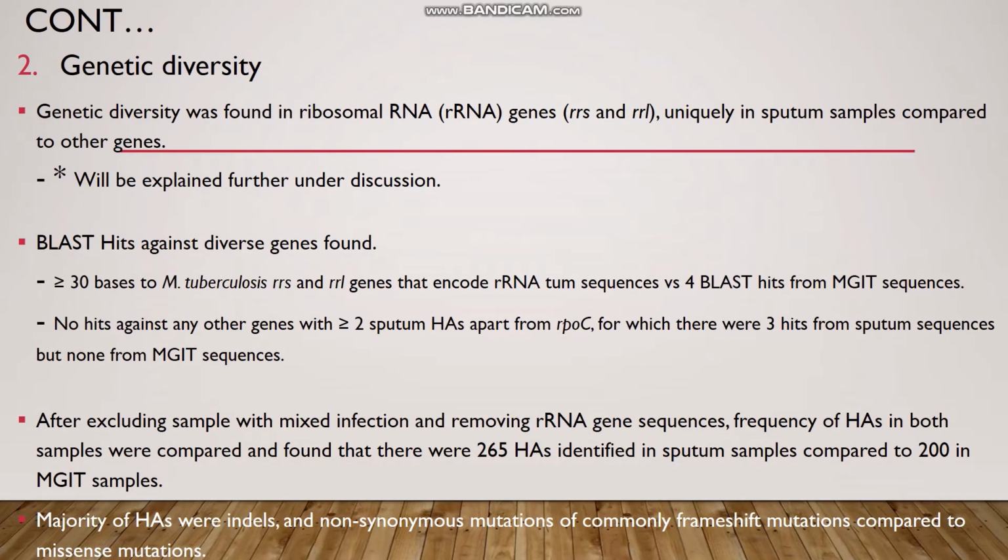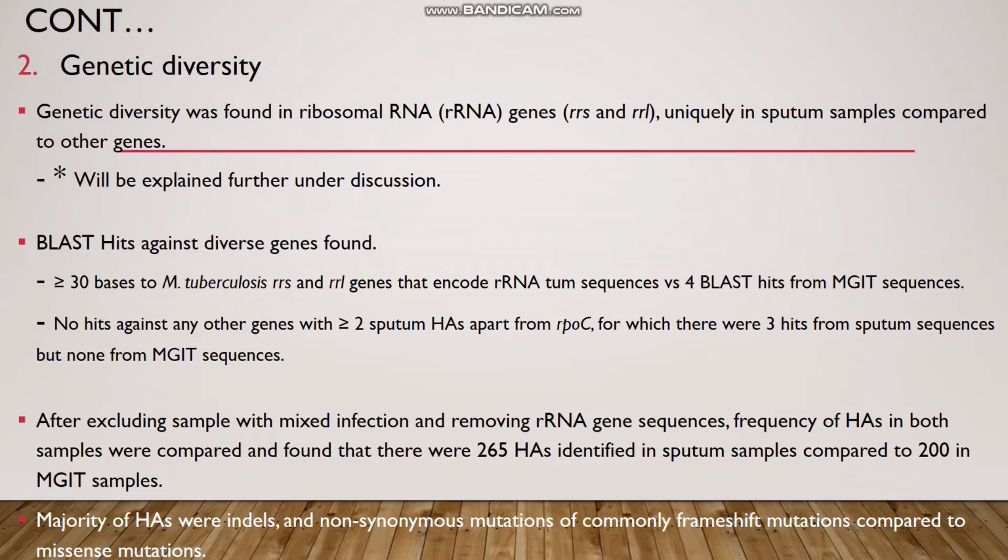Genetic diversity was found in ribosomal RNA genes rrs and rrl, uniquely in sputum samples compared to other genes. Blast hits were run against the diverse genes found. From there, at least 30 bases matched the M. tuberculosis rrs and rrl genes that encode rRNA, versus 4 blast hits from MGIT sequences. There were no hits against any other genes with more than 2 sputum heterozygous alleles, apart from rpoC, for which there were 3 hits from sputum sequences, but none from MGIT sequences.